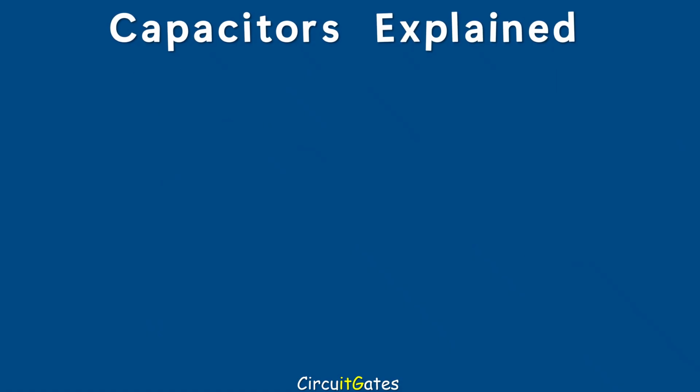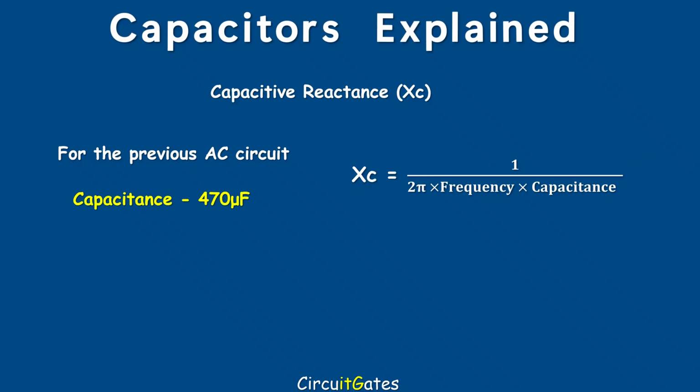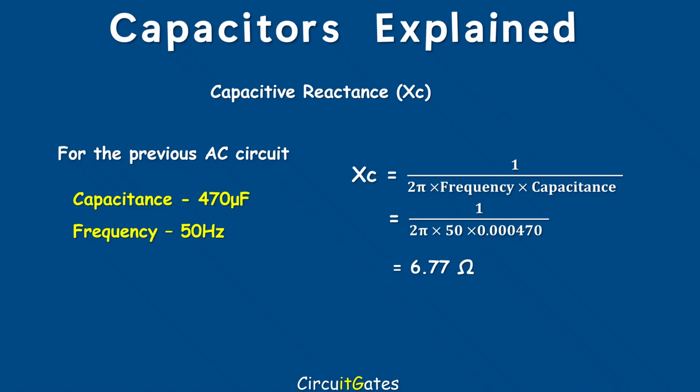The total blockage or opposition given to the flow of current by a capacitor is called capacitive reactance. Capacitive reactance is measured in ohms. Capacitive reactance is equal to 1 divided by the product of 2 pi, frequency and capacitance. For example, in the previous AC circuit, the capacitor had a capacitance of 470 microfarads and the frequency of the circuit was 50 Hz. By putting the values of frequency and capacitance in the formula, we find that the total opposition given to the circuit by a capacitor was 6.77 ohms.